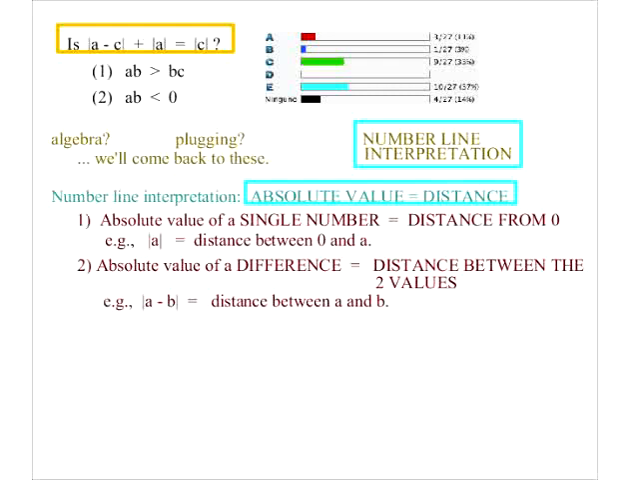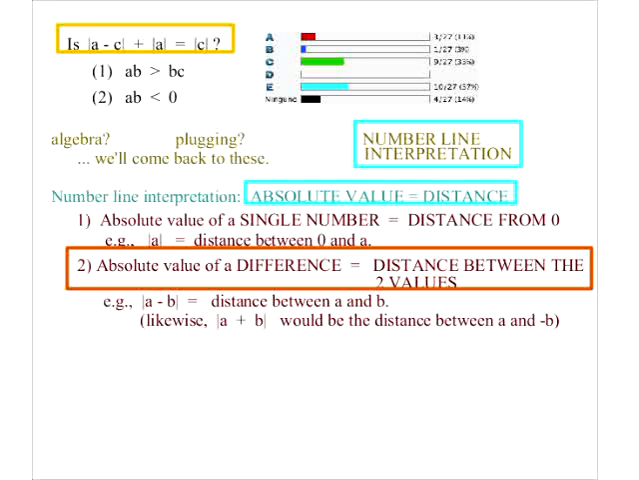Also, if you had something like absolute value of A plus B, that would be the distance between A and negative B, because that's A minus negative B. But that's the two things you need to know. Absolute value of a difference is the distance between two values. And absolute value of a single number is the distance from 0.